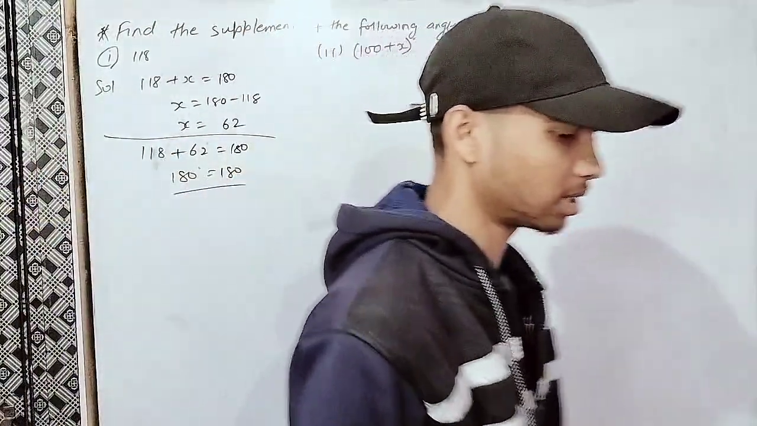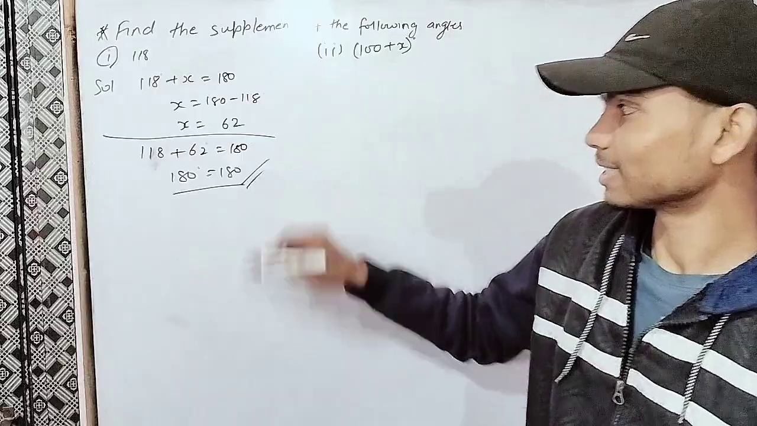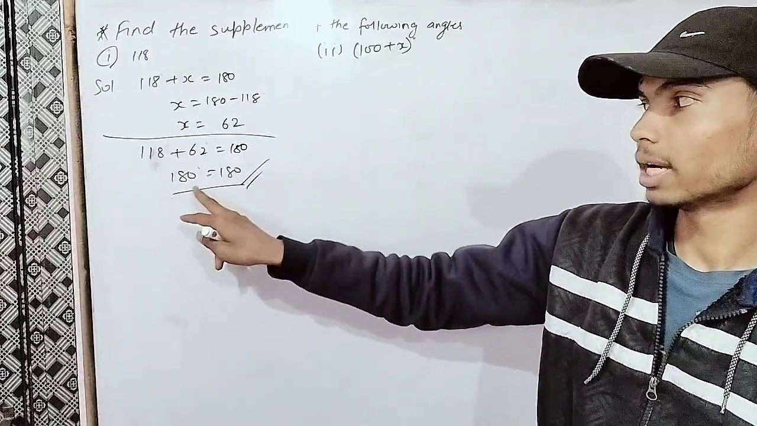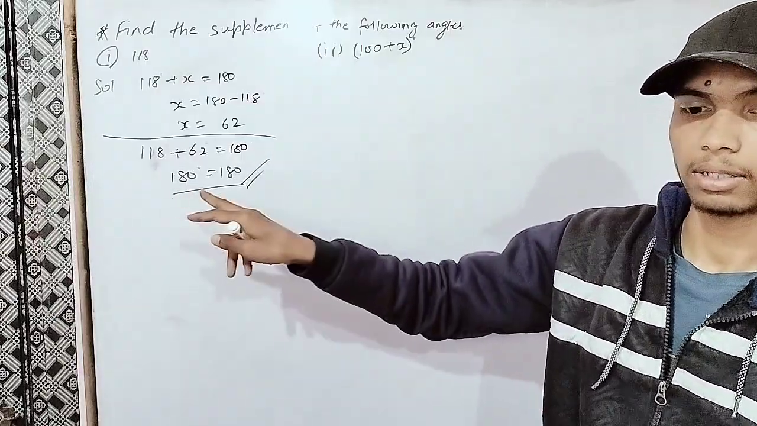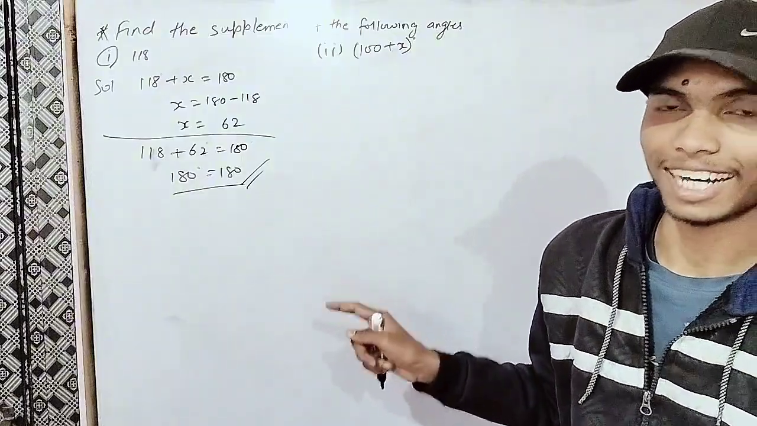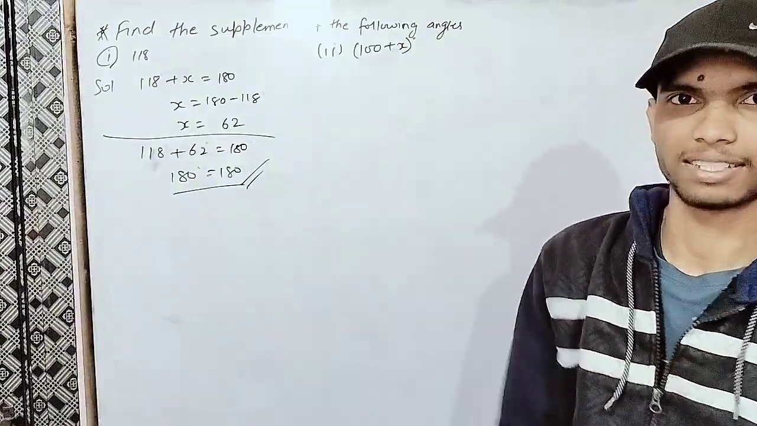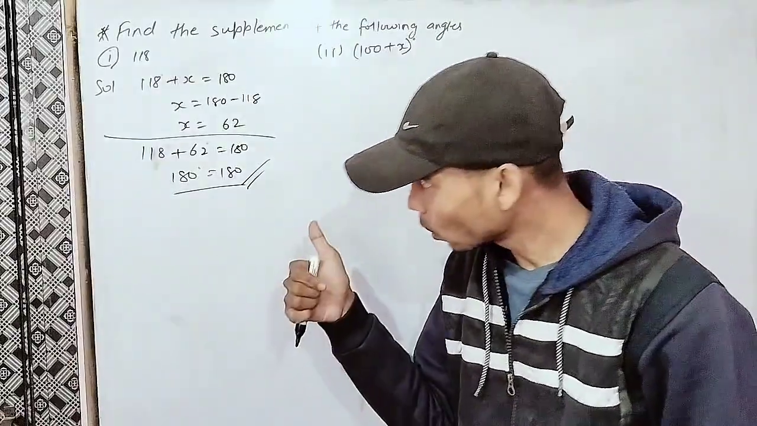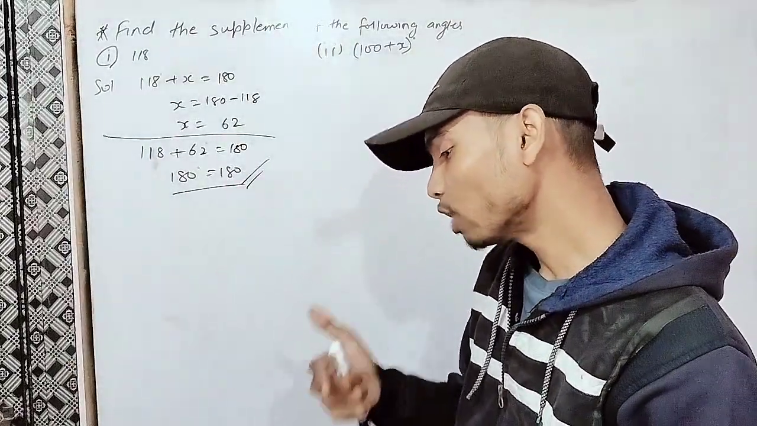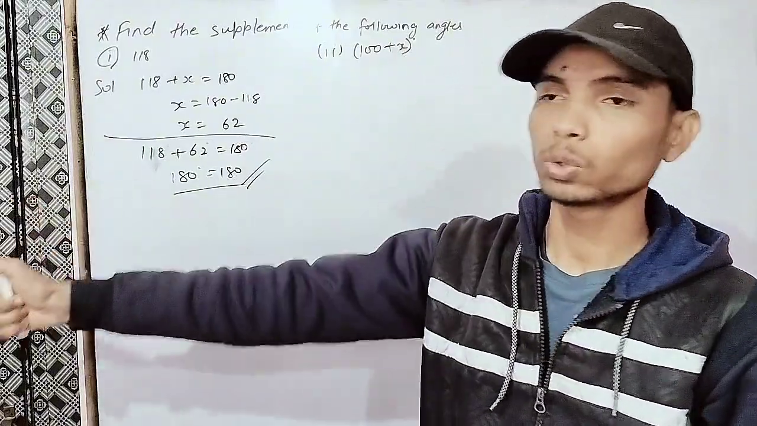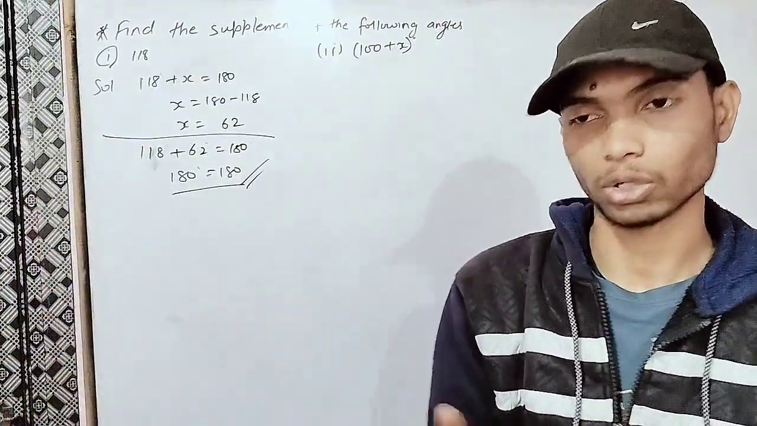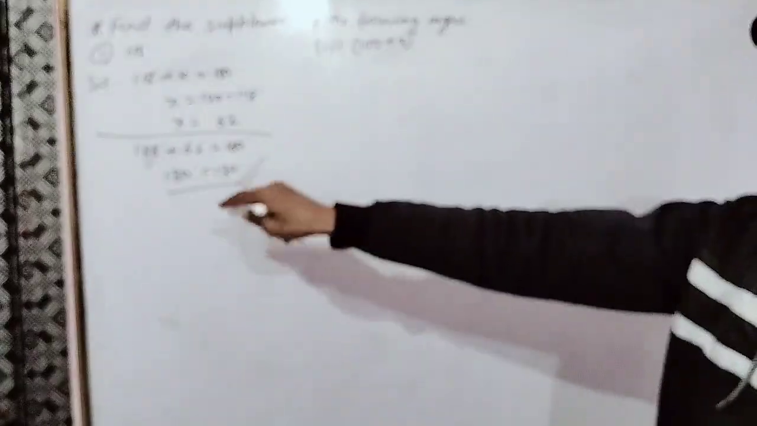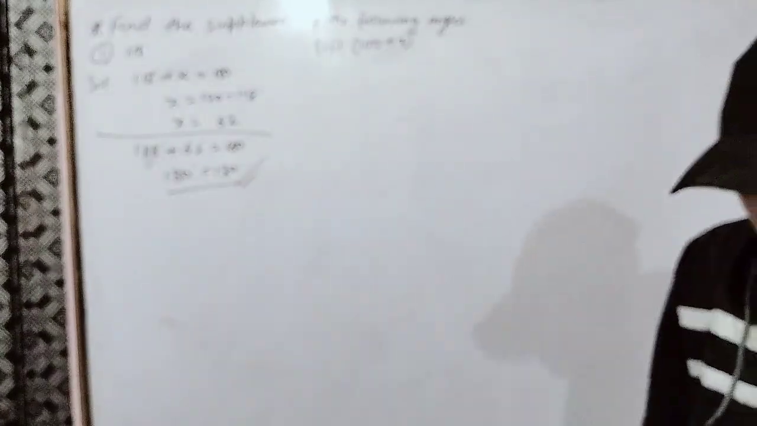62, then 180. Okay. Now you would say the value of this is 180 and this is 180. LHS and RHS are equal. If the value of LHS is not equal to the value of RHS, then we can say our answer is incorrect. Now if the value of LHS is equal to the value of RHS, it means your answer is correct. This is a way to prove our answer.